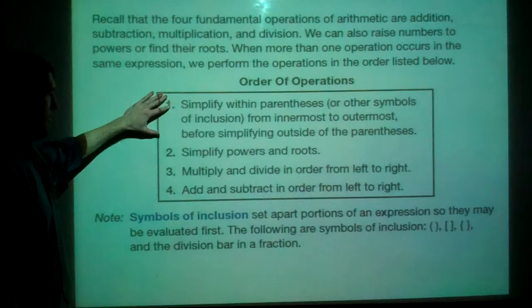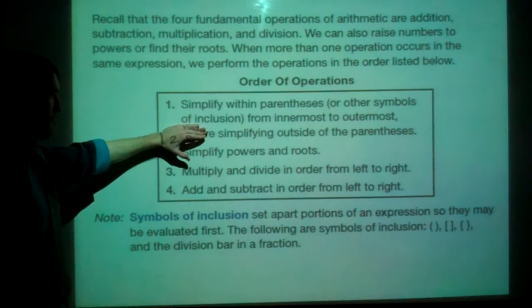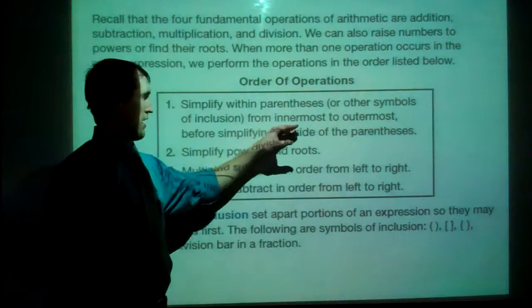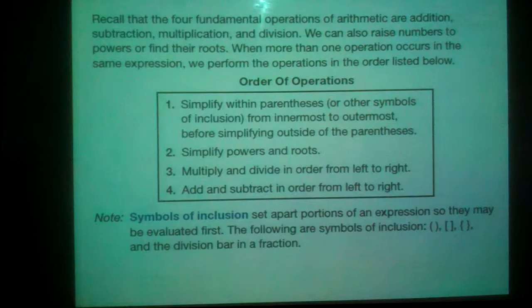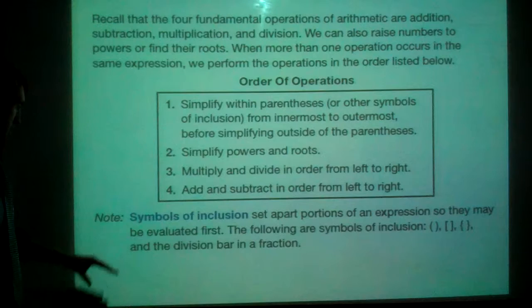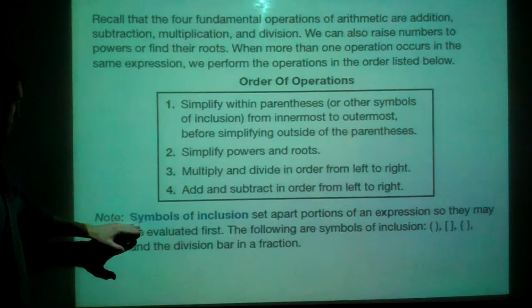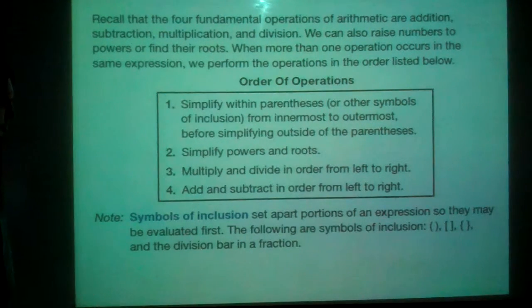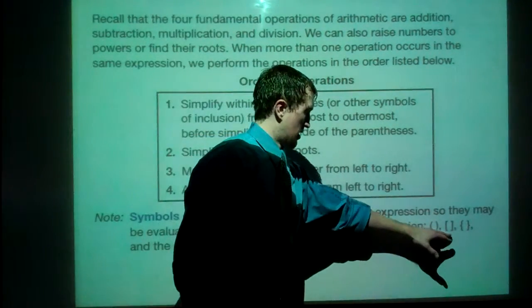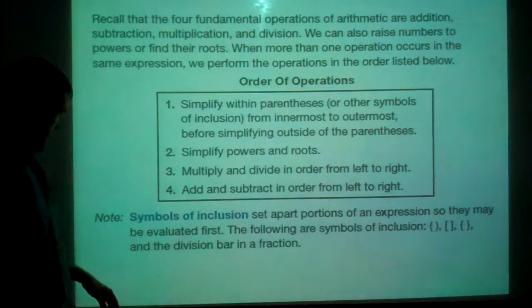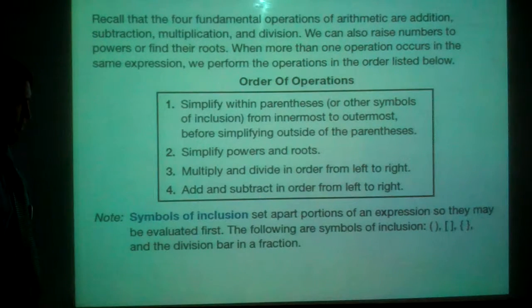1. We simplify anything in parentheses or symbols of inclusion. And we do that from the innermost to outermost before simplifying the outside of the parentheses. So anything inside parentheses, brackets, braces. Here's our little side note. Symbols of inclusion set apart portions of an expression so they may be evaluated first. The following are symbols of inclusion: parentheses, brackets, braces, and a division bar, a fraction, which we'll see one of those too.